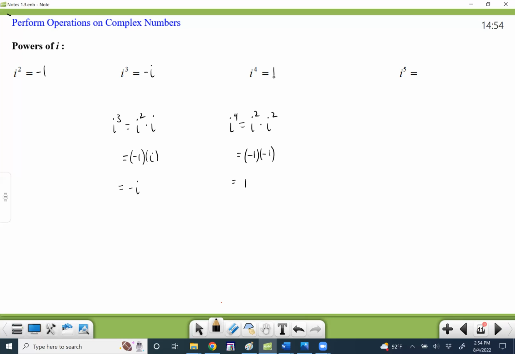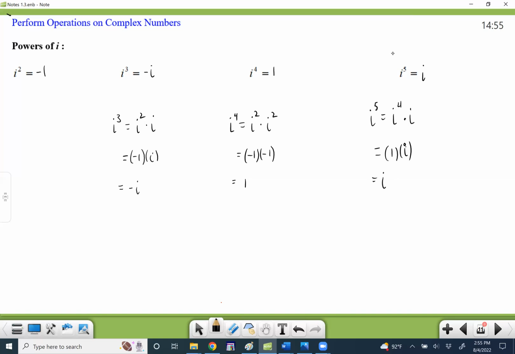And so i to the fifth, probably a good way to think of i to the fifth then would be i to the fourth times one more i. i to the fourth is just positive 1. Positive 1 times i is just i. And it's cyclical. It keeps repeating every 4.